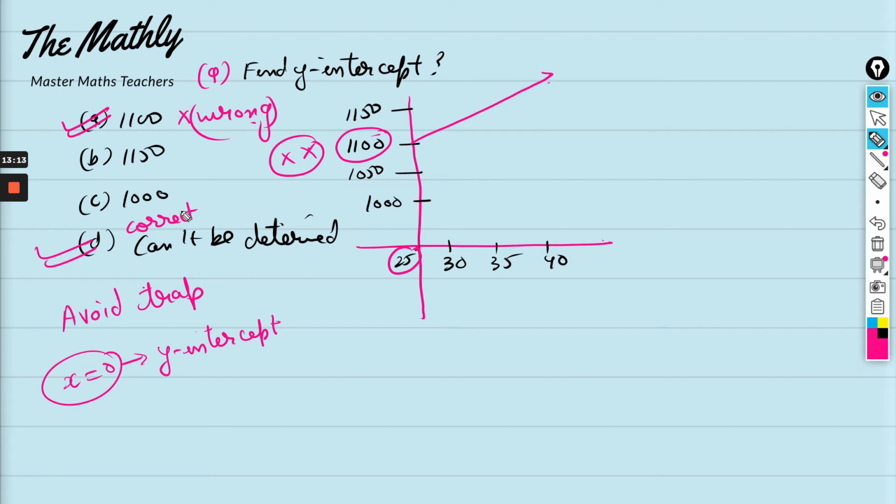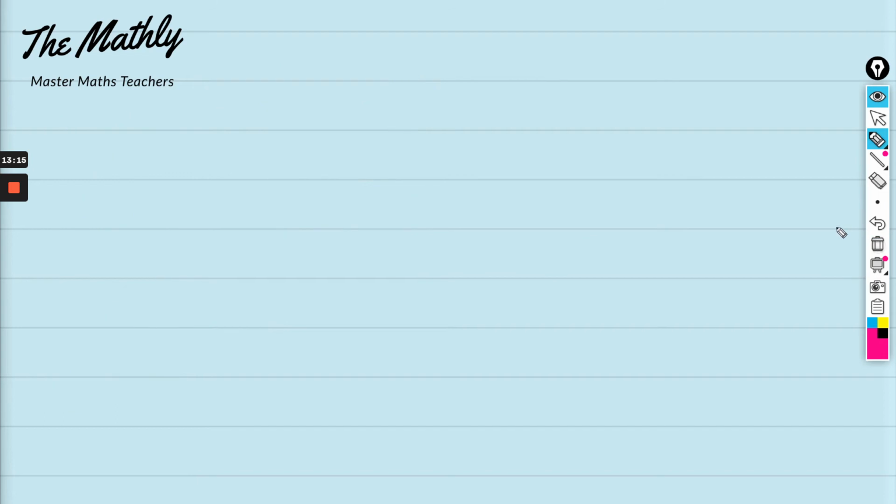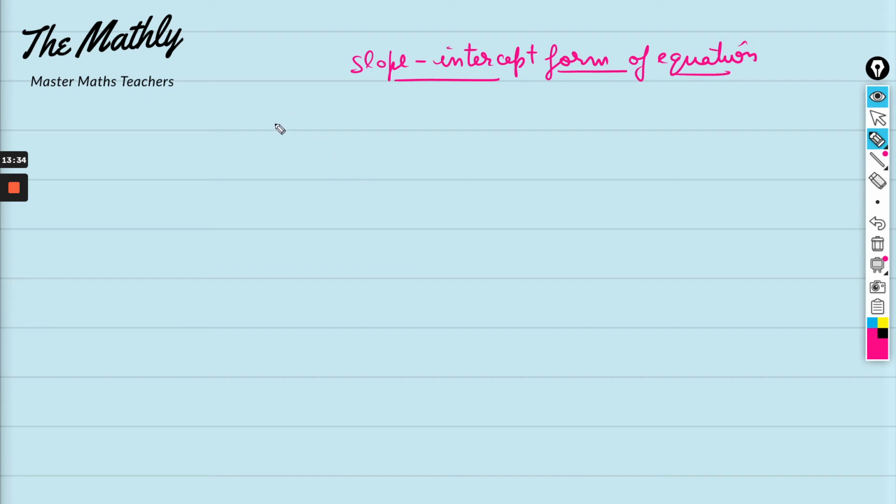Great. Now let's move forward. Now let's discuss the slope, a very important concept, the slope-intercept form of an equation. Most of you must have done it. y equals mx plus c, right? This is the slope-intercept form. Now this is the slope, and this is the y-intercept.